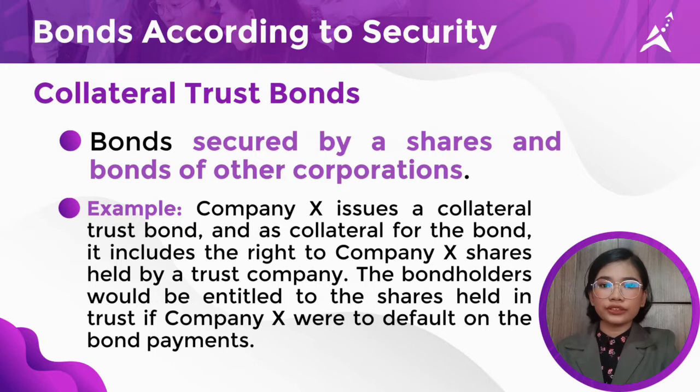So for example, Company X issues a collateral trust bond, and as a collateral for the bond, it includes the right to Company X shares held by a trust company. The bondholders would be entitled to the shares held in trust if Company X were to default on the bond payments. Last bonds according to security is the debenture bonds.